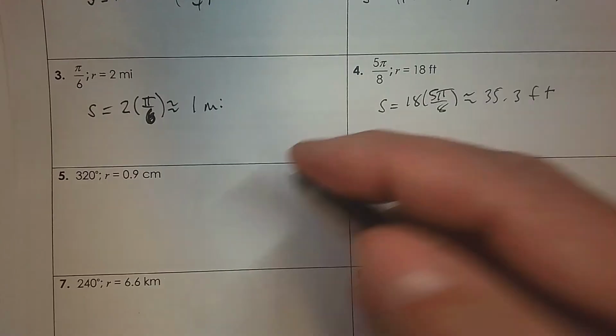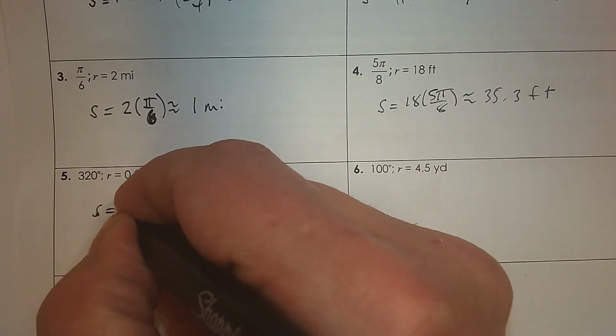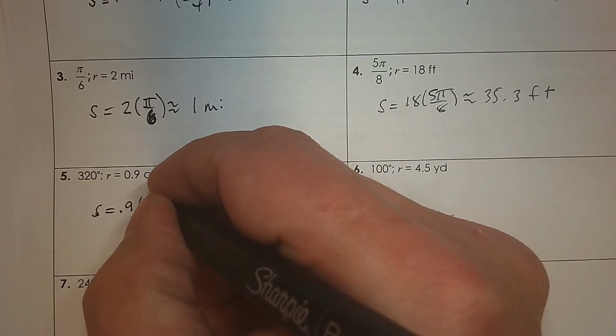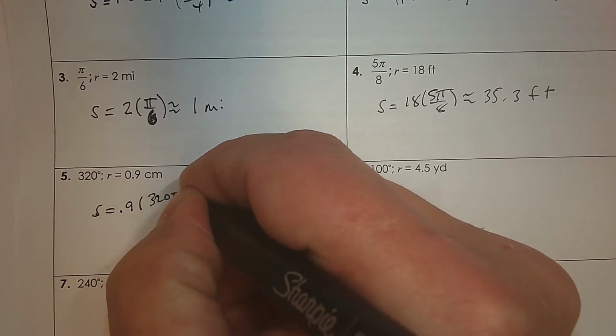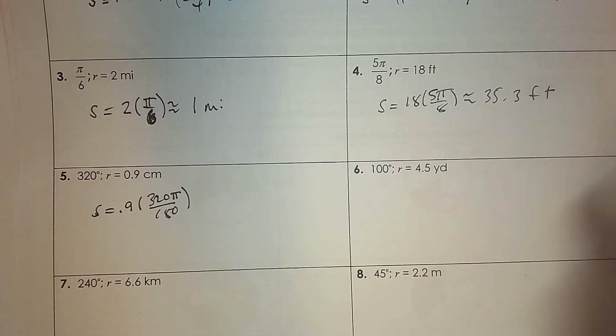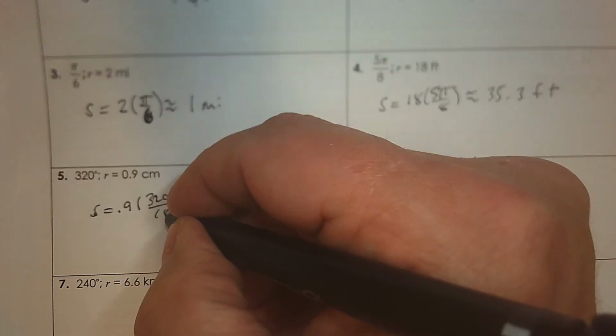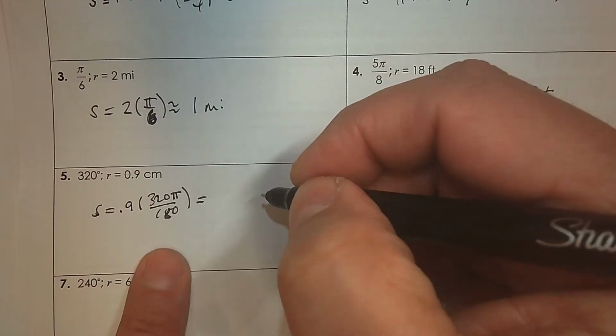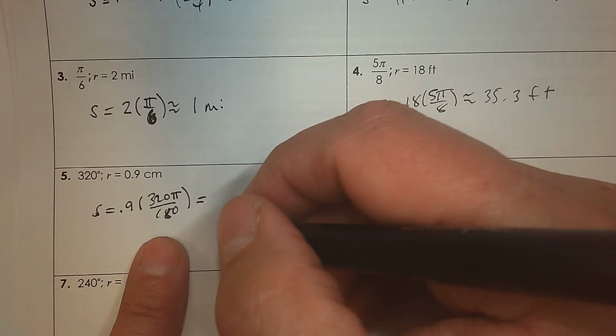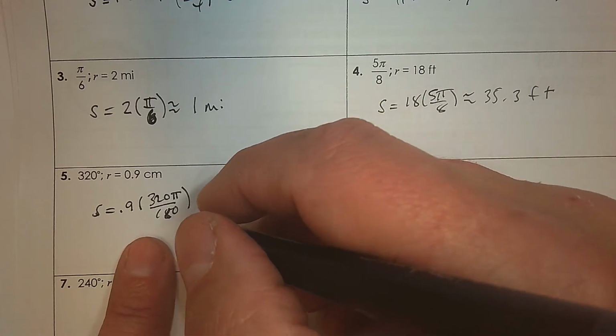Here we have the radius, 0.9, but this angle is in degrees. So in our calculator, we need to change it to radians. When you type it in your calculator, just go pi over 180, and then go diamond enter, and now it's in radians and not degrees in one step, and you would get 5.